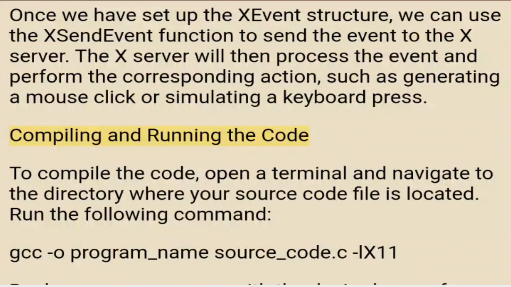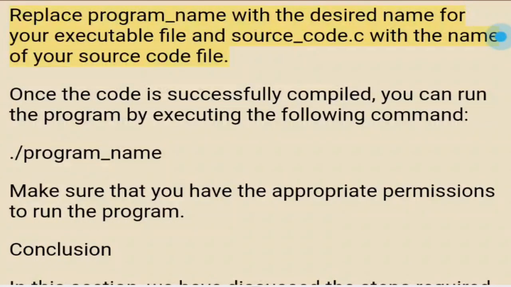Compiling and running the code. To compile the code, open a terminal and navigate to the directory where your source code file is located. Run the following command: gcc -o program_name source_code.c -lX11. Replace program_name with the desired name for your executable file and source_code.c with the name of your source code file. Once the code is successfully compiled, you can run the program by executing the following command: ./program_name. Make sure that you have the appropriate permissions to run the program.